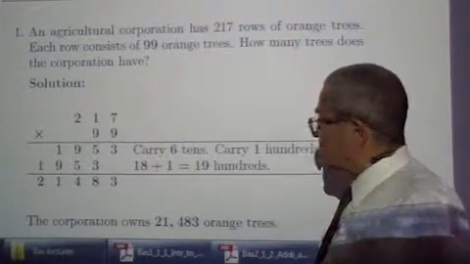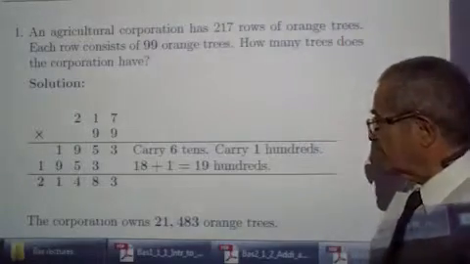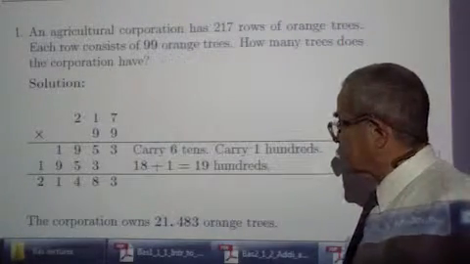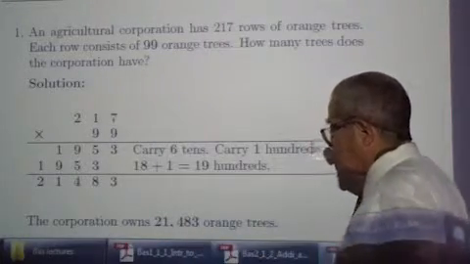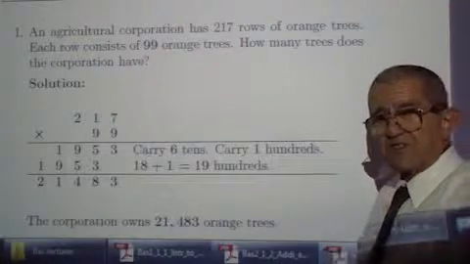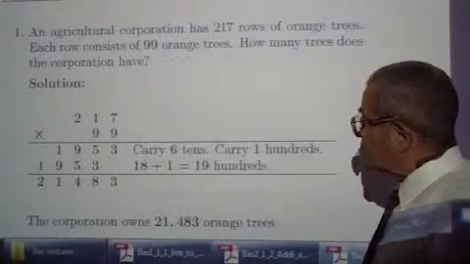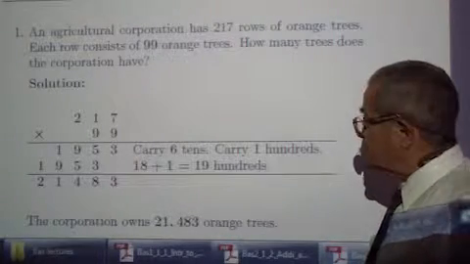I'll leave this out for a little while. So apparently the corporation has 21,483 trees. There's a way of casting out nines which they don't teach anymore, so if you're interested, send me an email, I can show you how to do it.